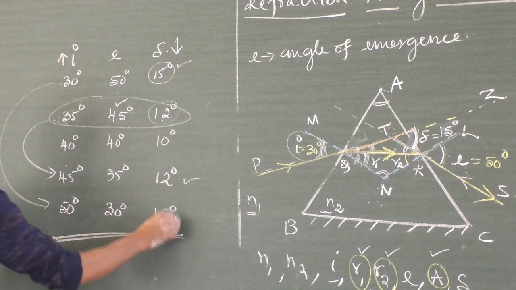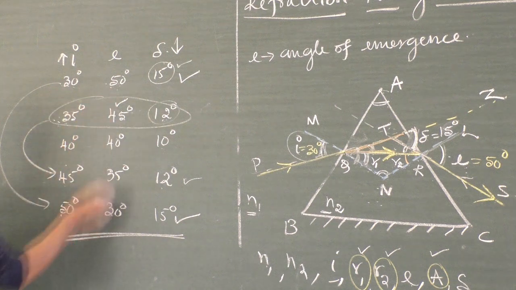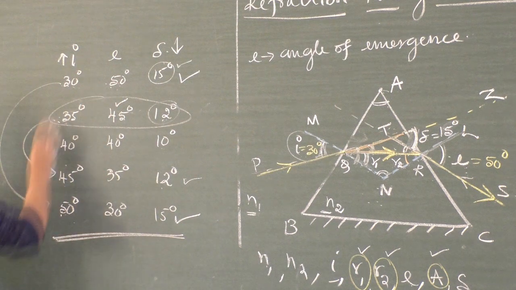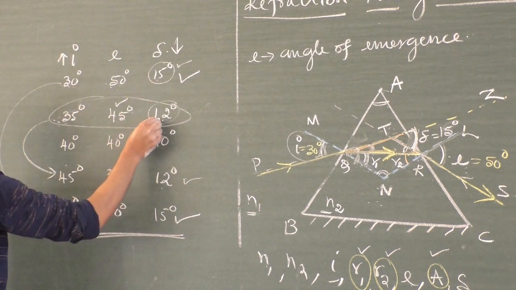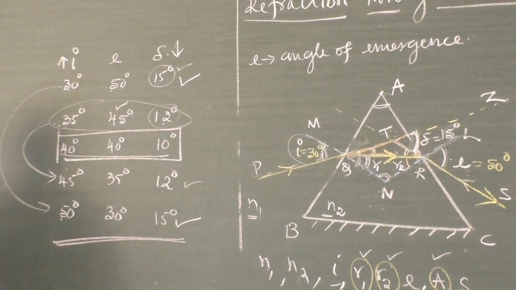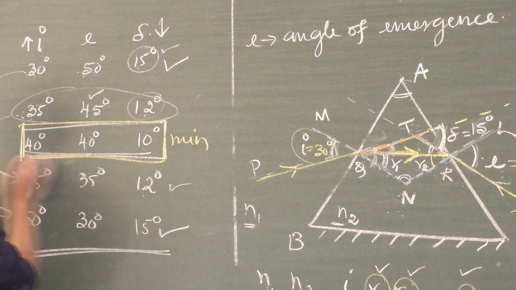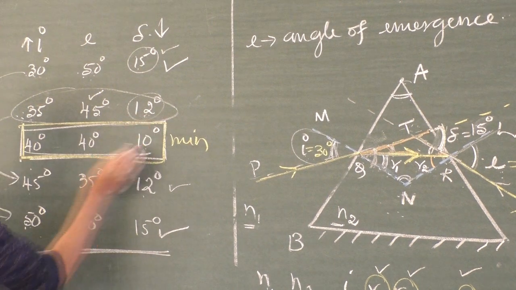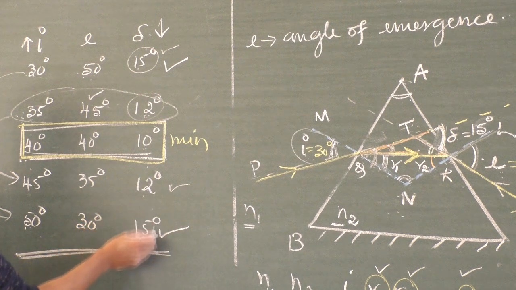So you will get the same angle of deviation for two angles of incidence. They have just interchanged their positions. But as the angle of incidence is increased, angle of deviation decreases, reaches a minimum value. Can you see the minimum value here? This is the minimum value of angle of deviation. Then if you further increase the angle of incidence, there is no decrease in the angle of deviation, it increases.